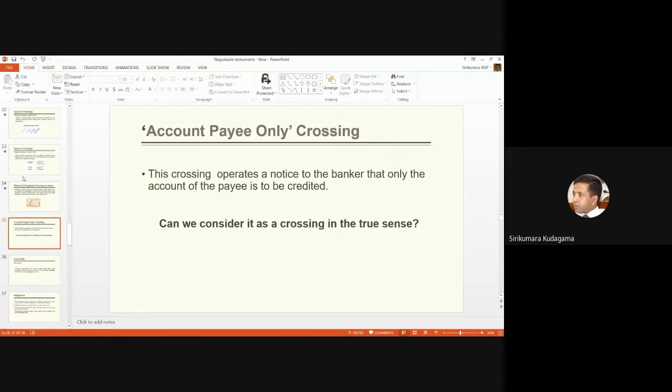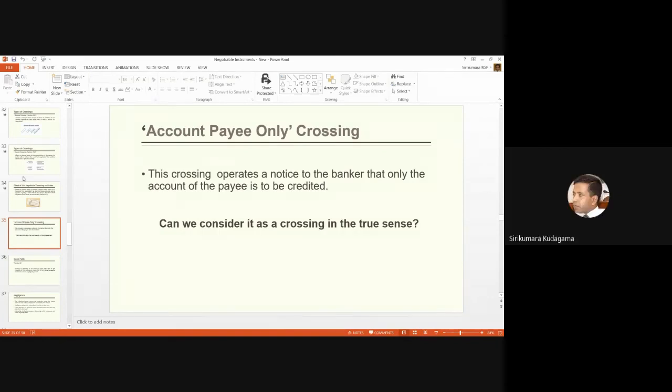In other words, I don't think this can really be a crossing in the ordinary sense, because you are giving instructions to the paying bank. This crossing, account payee only, should not even have the effect of a proper crossing, because it is something that cannot be looked after by the paying bank. How can it be ensured that the collecting bank is doing what it is expected to do? I think it's a problematic area.